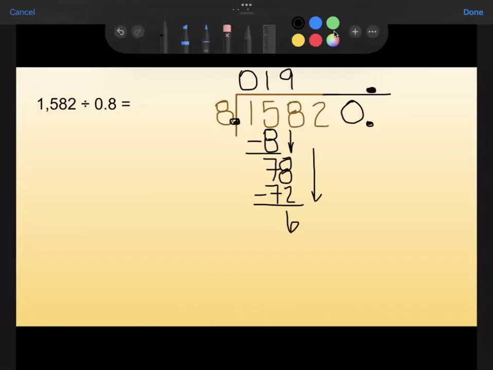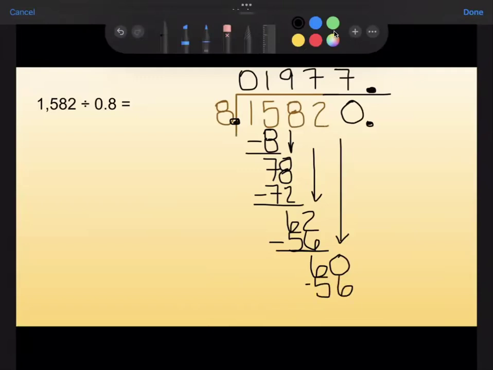I'm then going to bring down the 2. And 8 would go into 62 7 times. 8 times 7 is 56. When I subtract that, I should get 6 left over. You have to do some regrouping there, but you should end up with 6 left over. Then I'm going to bring down the 0, and 8 would go into 60 again 7 times, which gives me 56. When I subtract that, I get 4 left over.